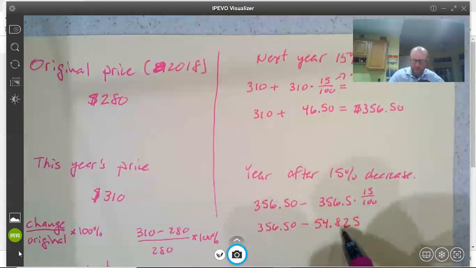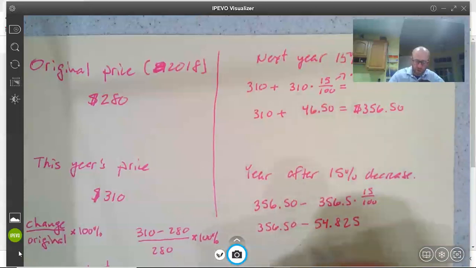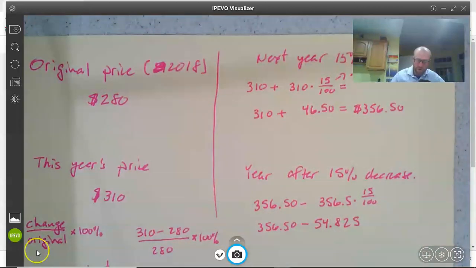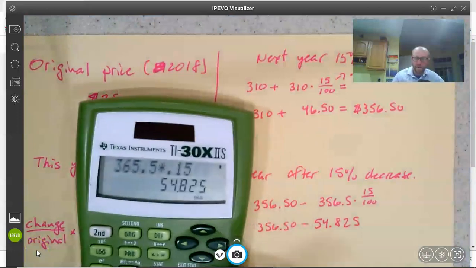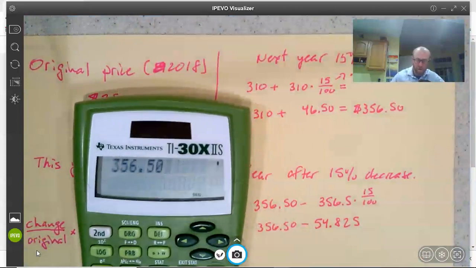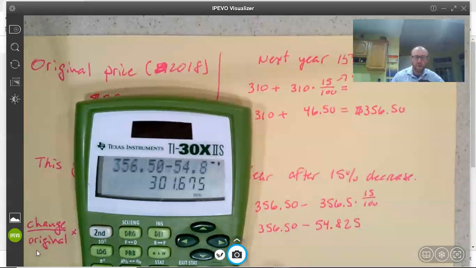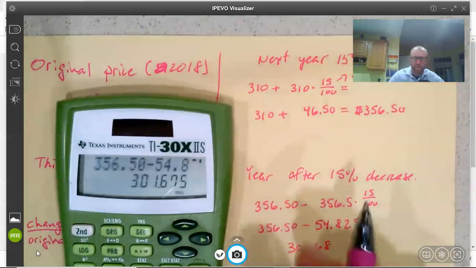Notice that 15% of this number is bigger than 15% of the original 310. So that when we take $356.50 and we subtract 54.825, we end up with 301.68, which is actually a little bit less than we started with.